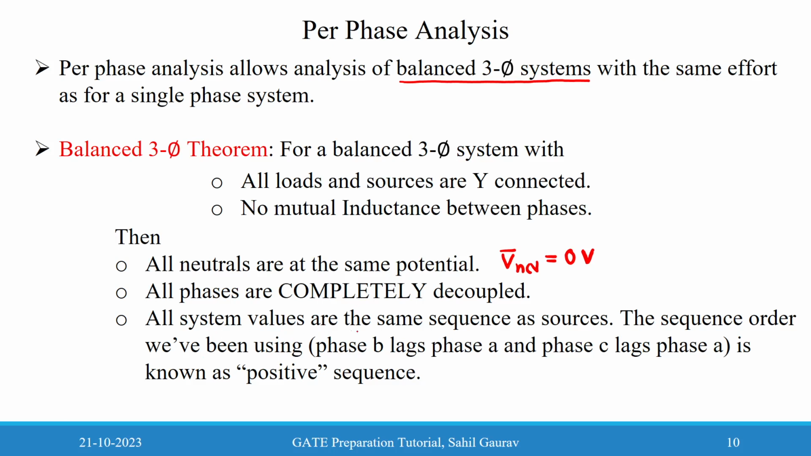All system values have the same sequence as the sources. The sequence order we have been using here is: phase B lags phase A and phase C lags phase A, and we also call it a positive sequence. We will see this in the Fortescue theorem, with positive sequence, negative sequence, and zero sequence components. But whatever phase sequence we have assumed is called positive sequence in the Fortescue theorem.